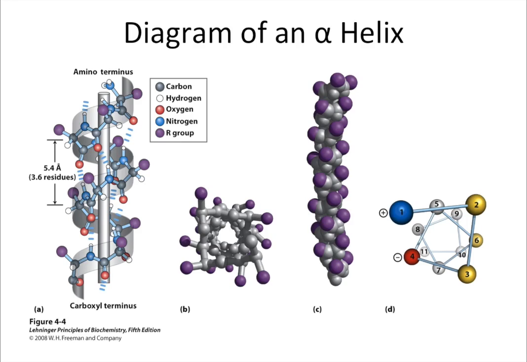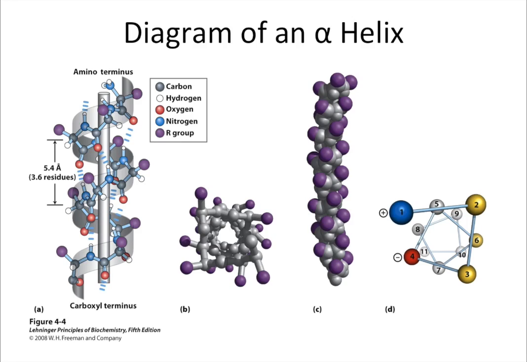Typically, in a single turn of an alpha helix, you would find about 3.6 amino acid residues. And the distance, as you can see noted there, in a typical turn is about 5.4 angstroms. The dihedral angles for an alpha helix structure are: phi is negative 57 degrees, and psi is negative 47 degrees.